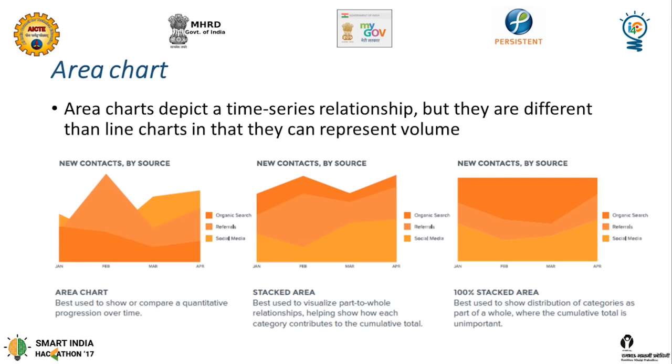Basically that stock comes with a volume. So if you want to look at the volume, then area chart is very effective. There are variations: normal area chart, standard area chart, then stack area chart and 100% stack area chart. It is the same meaning as we have seen in bar chart.